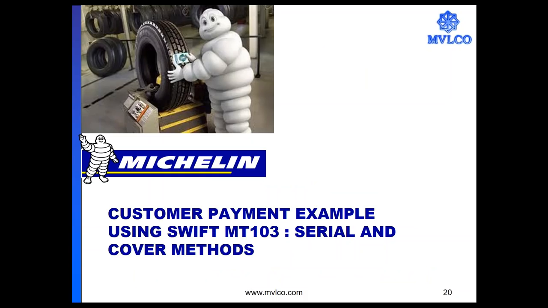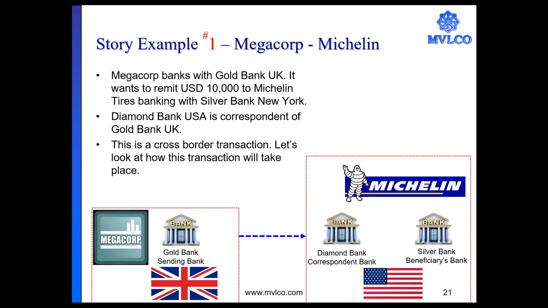Now I'm going to explain two more mechanisms under MT103, which is MT103 serial method of payment and MT103 cover method of payment. Now when we have the serial method of payment, to explain both of them, in fact, I'm going to use an example. This is our example. We have got two companies, Megacorp and Michelin. This is going to be, in our example, a cross-border payment. Megacorp banks with Gold Bank in UK. It wants to remit an amount of $10,000 to Michelin Tires banking with Silver Bank in New York. So you have got two countries. One country is UK, the other country is United States.